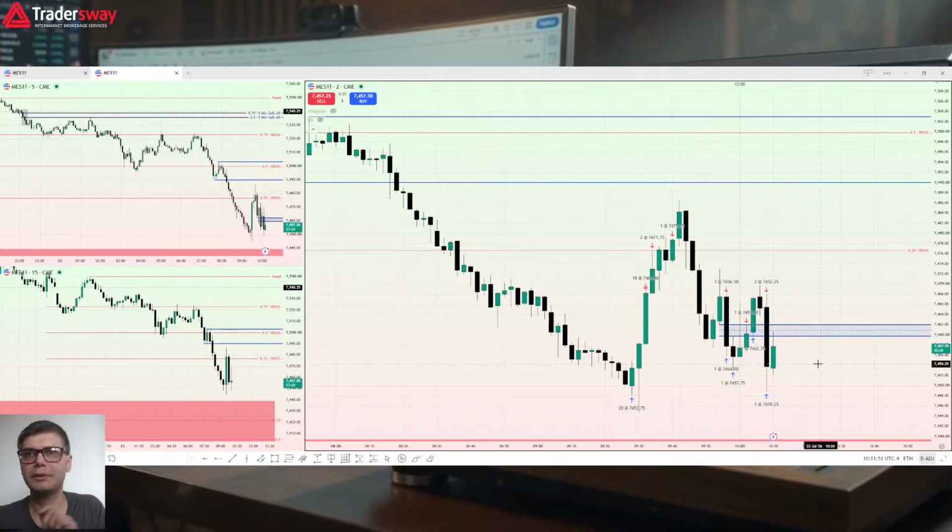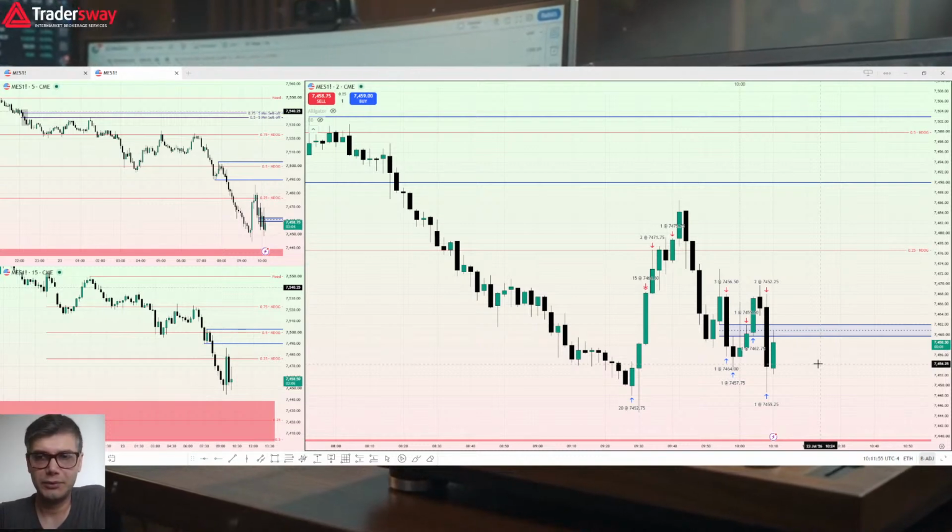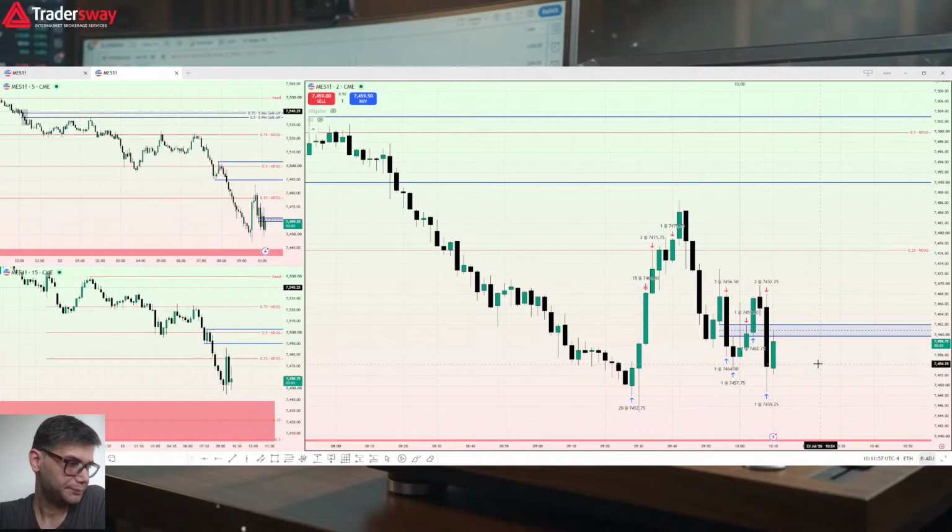I will keep this one on the chart because it's the 10 a.m. first presented fair value gap.